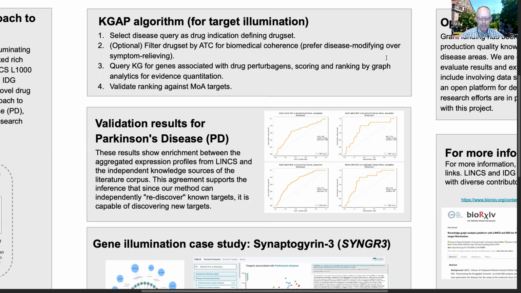These validation ROC curves for Parkinson's disease use two variations of the graph analytics method and MOA, or all known targets. These results show enrichment between the aggregated expression profiles from LINCS and the independent knowledge sources of the literature corpus. This agreement supports the inference that since our method can independently rediscover known targets, it is capable of discovering new targets.